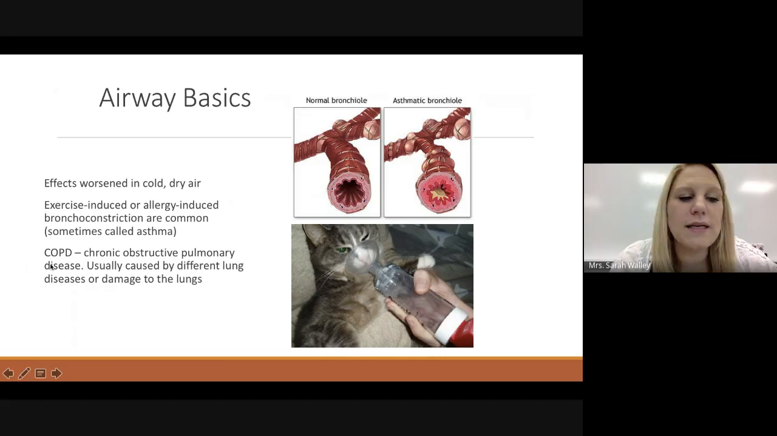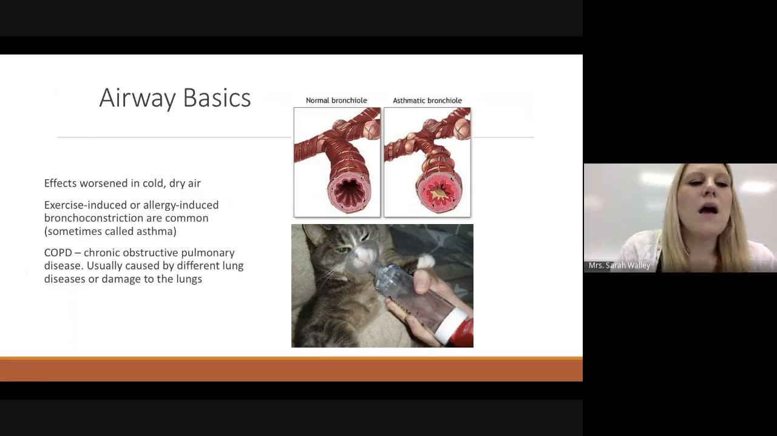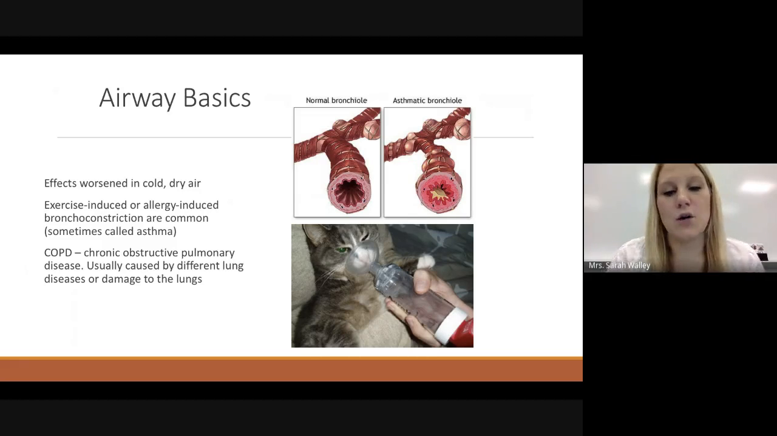And then COPD, you could call asthma a type of COPD. Chronic obstructive pulmonary disease is a big name for a bunch of different lung diseases. It used to be called the smoker's disease, but that's not actually true anymore. There are a lot of different lung diseases that can be classified under COPD. And that's just a cute picture of a cat getting a little breathing treatment there, I think.